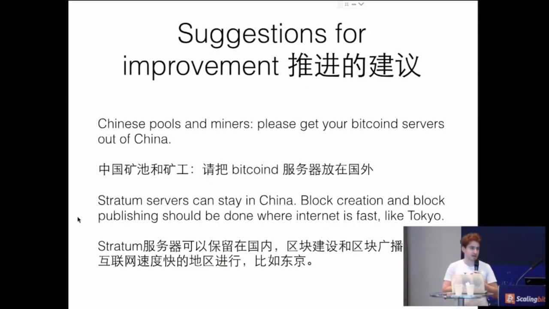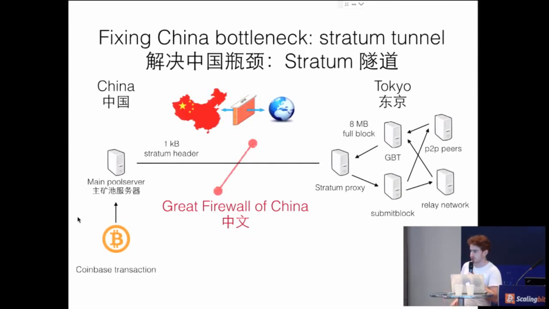But the biggest thing I think we have is that we need to get the Chinese pools to take their block creation out of China. And we can do that using the Stratum protocol. We can still create the Coinbase transaction and stick that into the header in China, but we can do everything else with transactions outside of China. And this means that we only need 1 kilobyte or so of traffic across the Great Firewall, regardless of what the block size is. And I think this by itself can mostly fix the China issue that we're having.